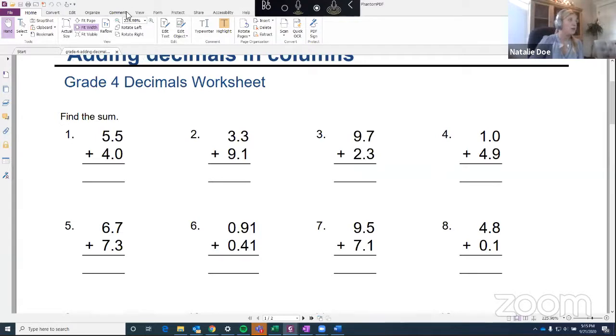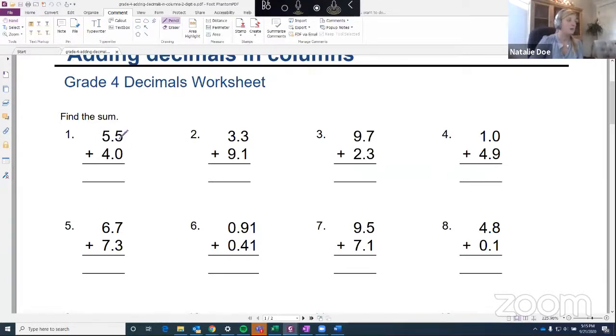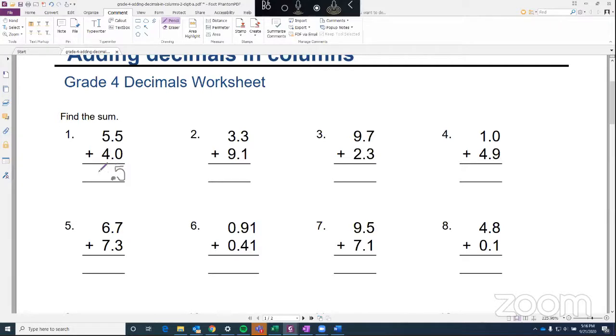So from here, just like we did with the whole numbers, we start adding right in a line. What's 5 plus 0? 5. Okay, so then this is really important. We carry the decimal point down, exactly where it is above, it comes straight down. Then we add the ones place. What's 5 plus 4? 9. Exactly. This is really easy.